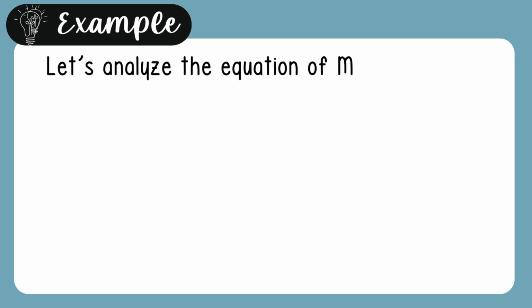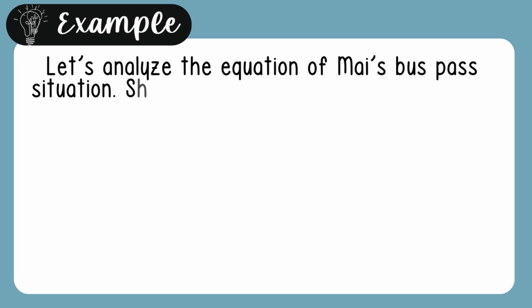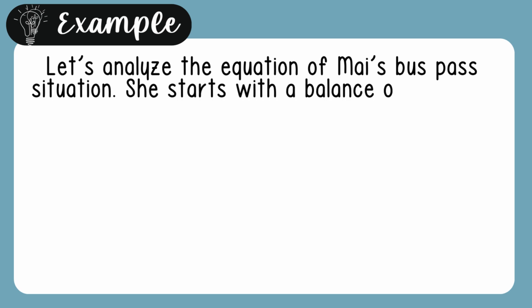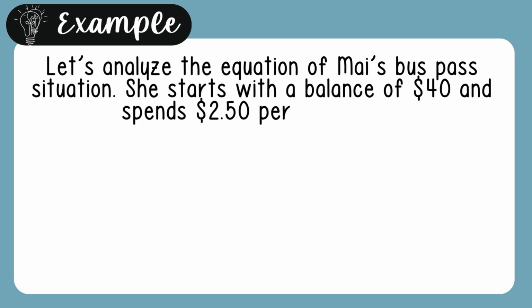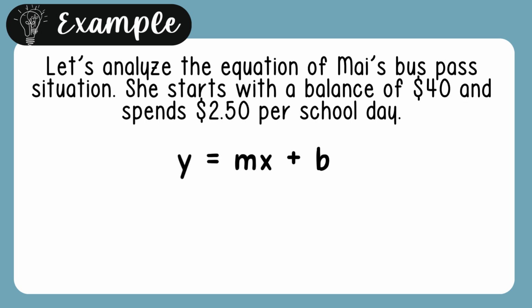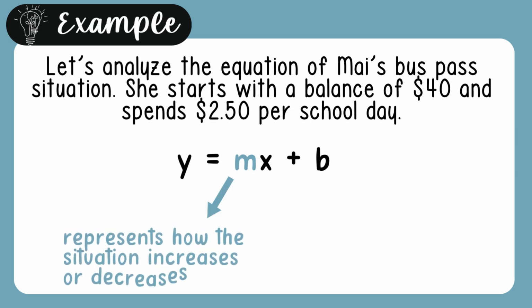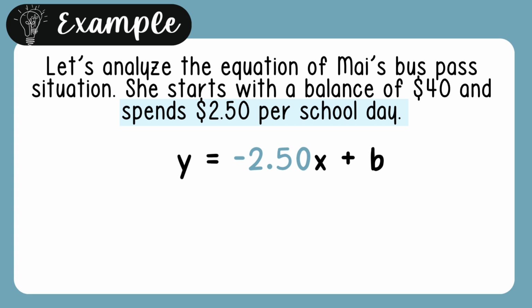Let's analyze the equation of May's bus pass situation. She starts with a balance of $40 and spends $2.50 per school day. So we know our equation will be in y equals mx plus b form, and m represents how the situation increases or decreases. So in the story, it tells us that she spends $2.50 per school day. Since she's taking the $2.50 from her original balance, she's subtracting it. So we'll turn m into negative 2.50.